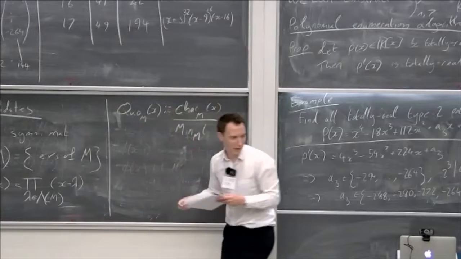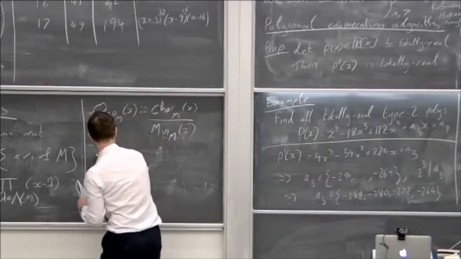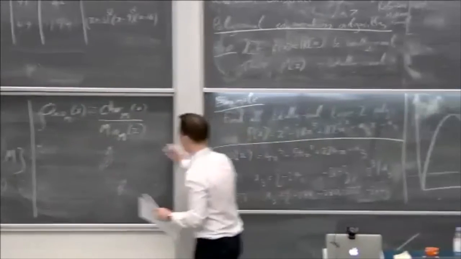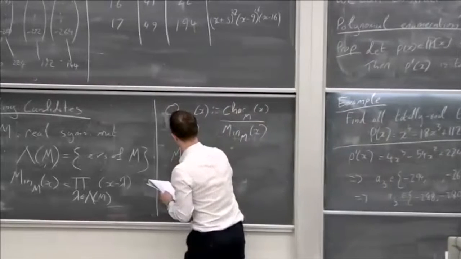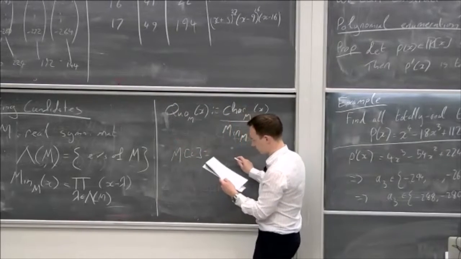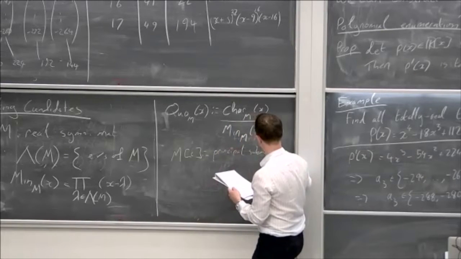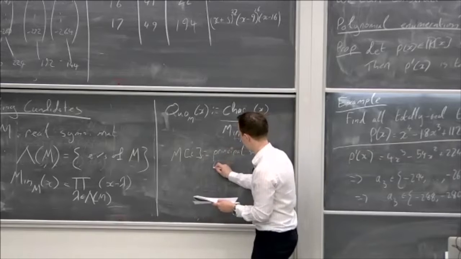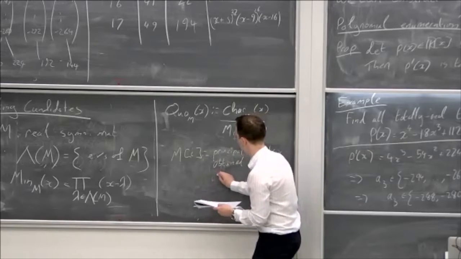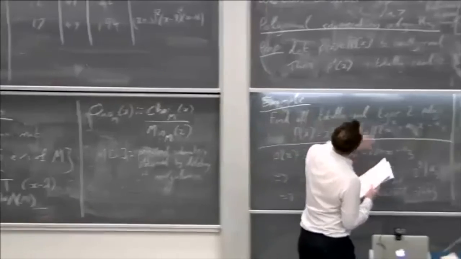Okay, I need to do another chalk refresh. And one more definition is my notation for principal submatrices. I use M square brackets i. This denotes the principal submatrix obtained by deleting the ith row and column.